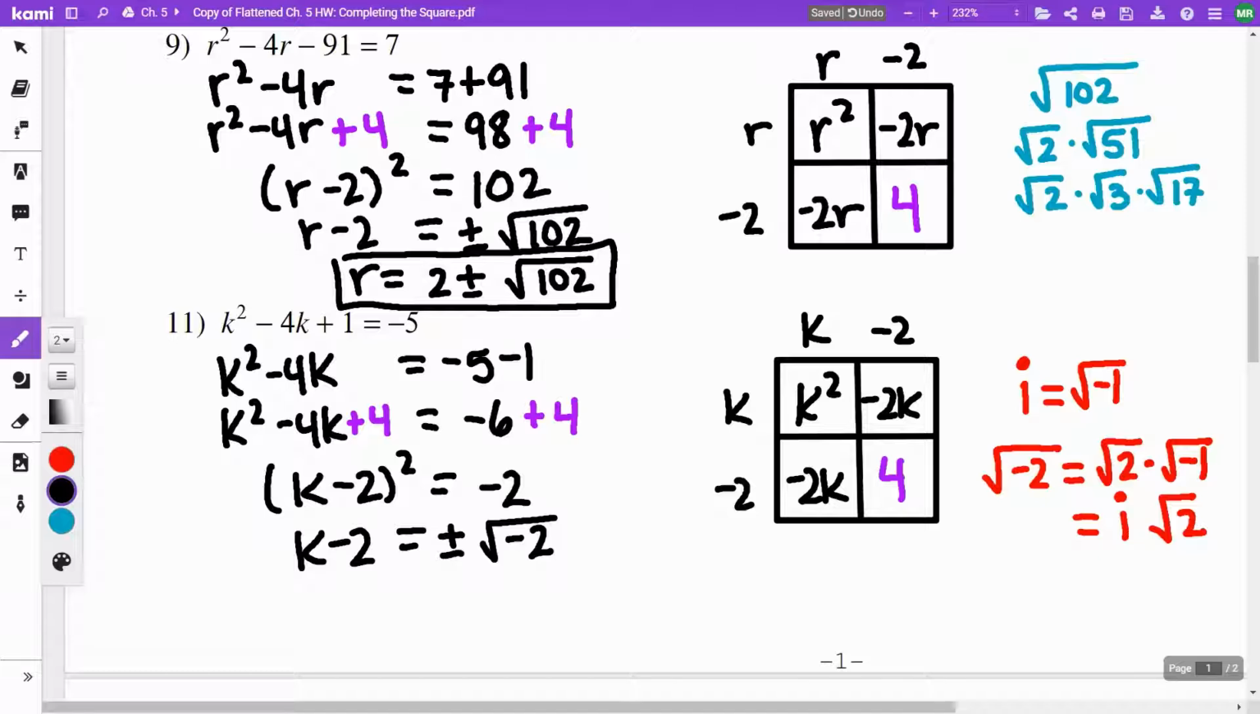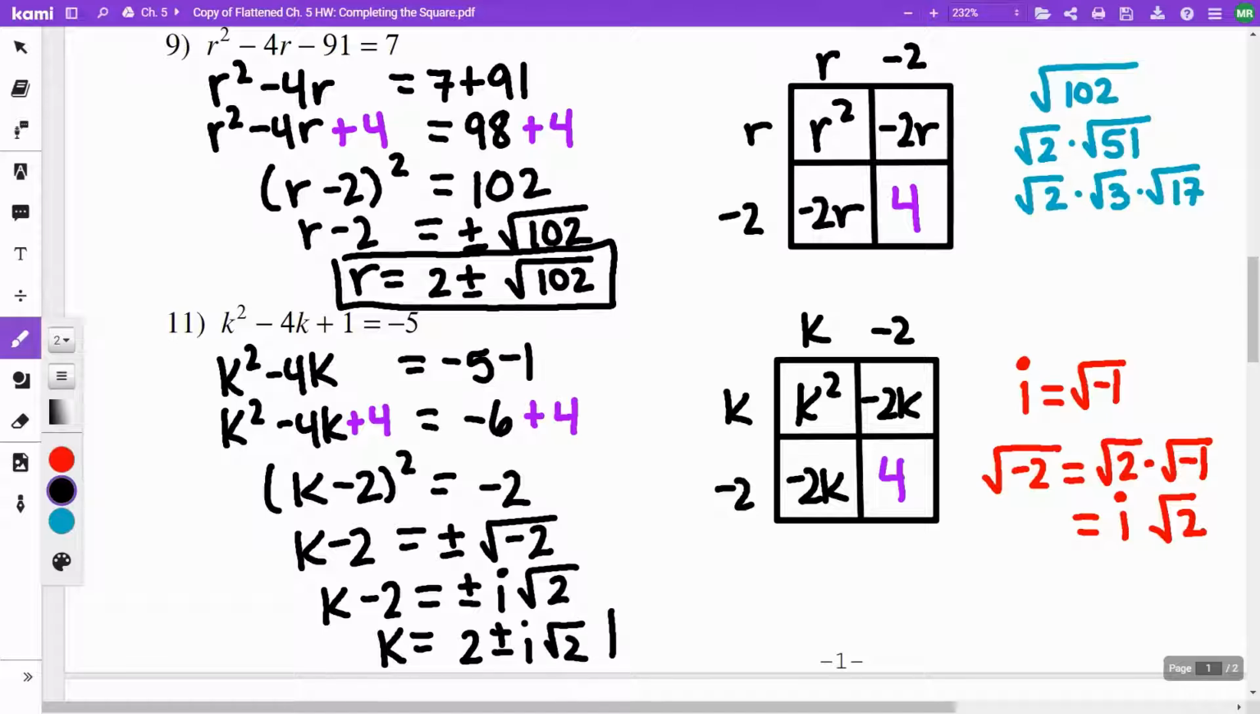So over here, I'm going to have k is equal to, well, here, let me do it in 2 steps. k minus 2 is equal to plus or minus i, and then the square root of 2. If you have a negative underneath the square root, you're going to have an i coming out. And then you look at what's left, which is the √2, and I cannot simplify that any further. So I'm going to have k is equal to 2 plus or minus i√2. Again, something like this would not have been factorable.